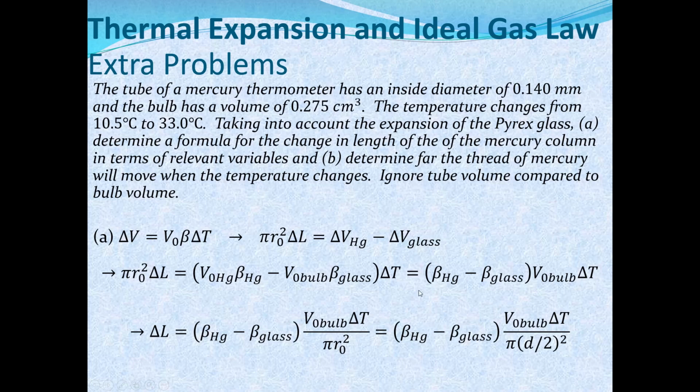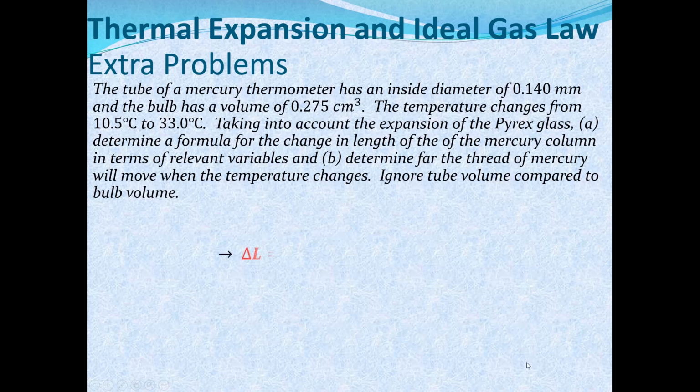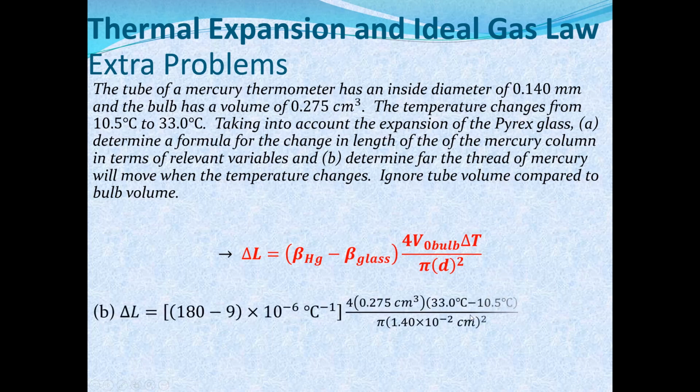And then, since they give me the diameter, I just replace the radius with half the diameter. So the 2 underneath the d got squared and pulled up into the front. So this is the equation that they're looking for, and that's pretty much it. Then what we're going to do is actually plug the numbers in. So this is the difference in the mercury and the glass, and then these are all the other numbers that they give us. And we end up getting that the change in length is 6.87 centimeters.